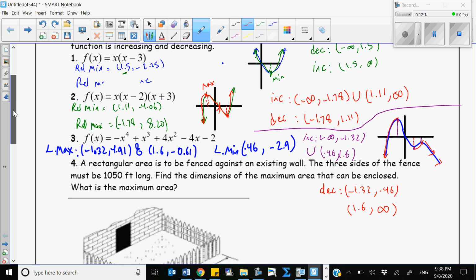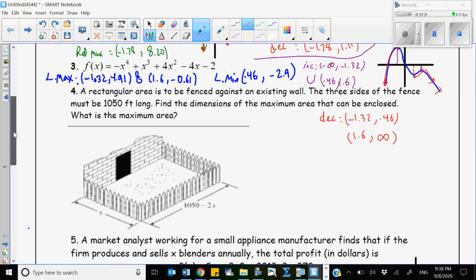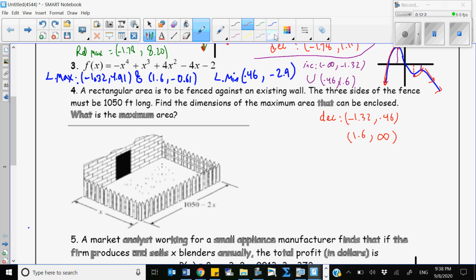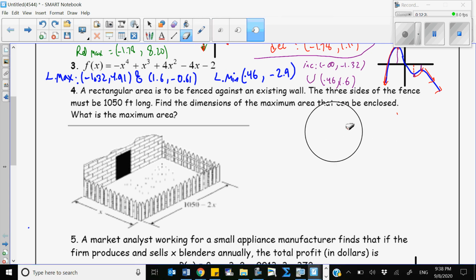Now let's go to the board problem that we have here. I'm going to erase what we just wrote here. Okay.